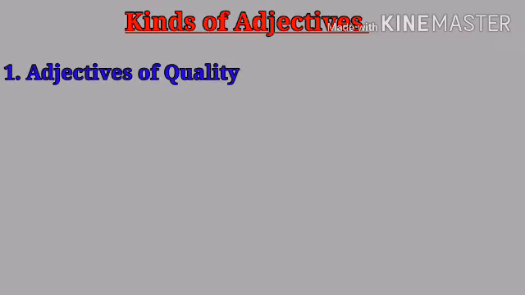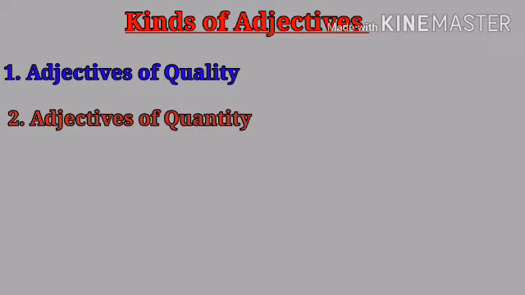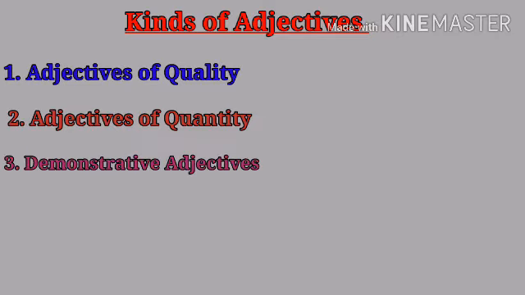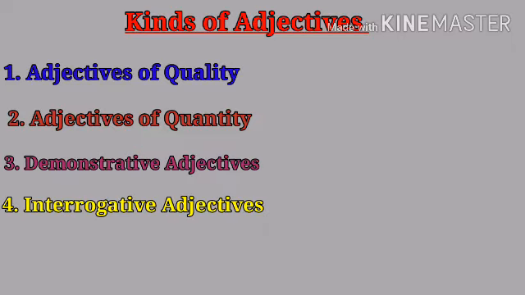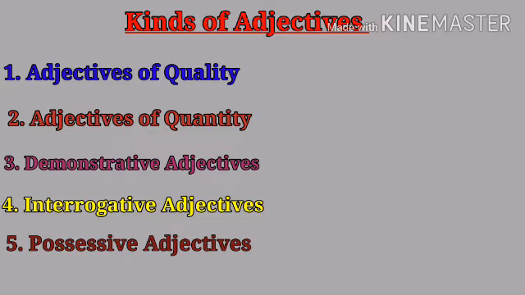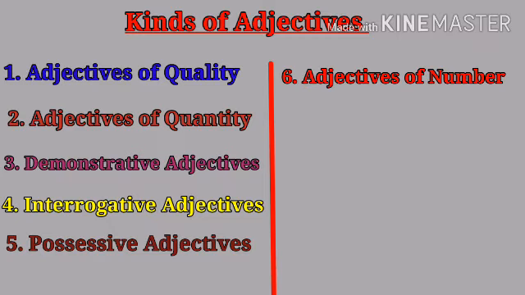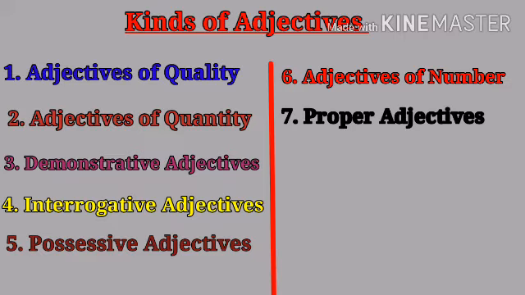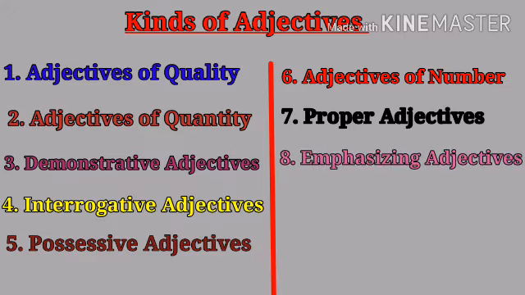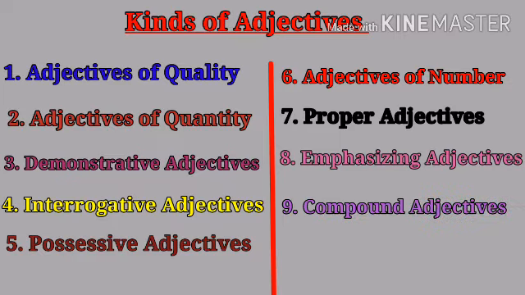Now let us see the kinds of adjectives. Following are the kinds of adjectives. The first, adjectives of quality. The second, adjectives of quantity. The third, demonstrative adjectives. The fourth, interrogative adjectives. The fifth, possessive adjectives. The sixth, adjectives of number. The seventh, proper adjectives. The eighth, emphasizing adjectives. And the ninth is compound adjectives. Now, let us deal with the kinds of adjectives one by one in details.